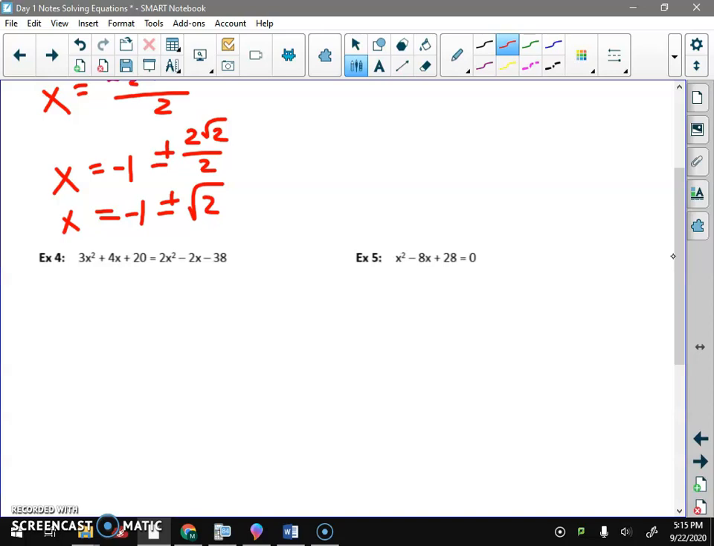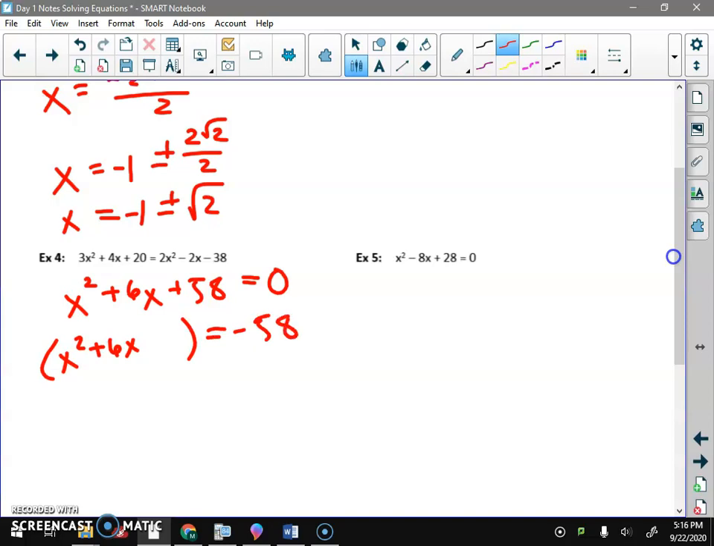Clean that all up. 3x squared minus 2x squared is x squared plus 6x plus 58. I don't know about you, I think I would probably complete the square. X squared plus 6x, leave a hole. I like to bounce that 58 to the other side. Half of 6, 3 squared is 9. If I add a 9, I got to add a 9. What does that factor to? X plus 3 squared. Negative 58 plus 9 is negative 49.